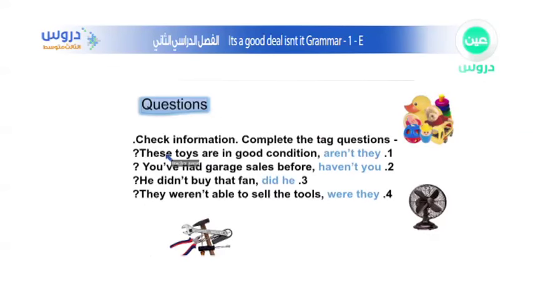So here are the answers. These toys are in good condition, aren't they? You've had garage sales before, haven't you? He didn't buy that fan, did he? They weren't able to sell the tools, were they? MashaAllah, tabarakAllah, very good. Mirhan, you nailed all of them. So here are some stars for you. All of them are for you. 1, 2, 3, 4, and 5. Good job.